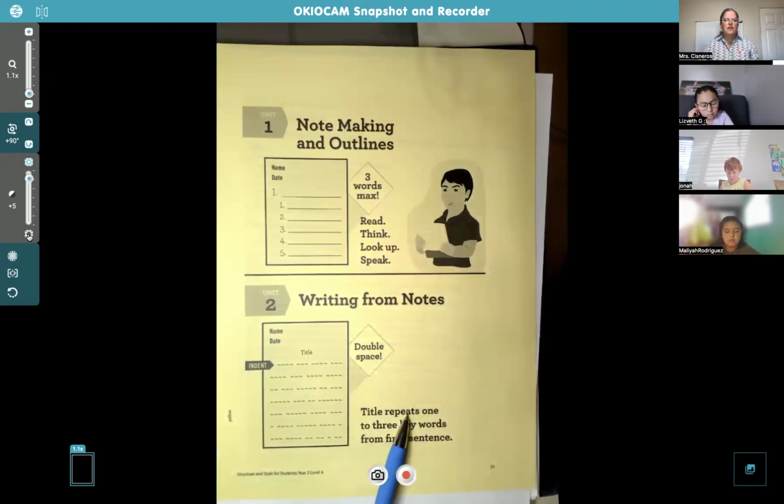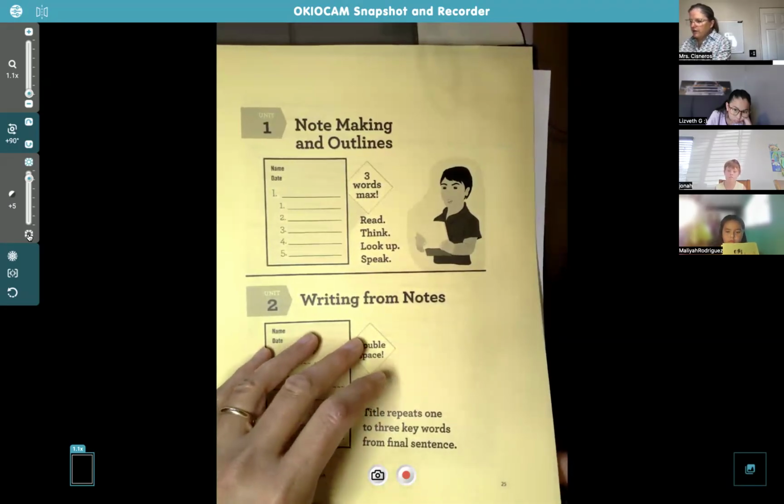And see the name and date is on the left side, and then there's a title. The title repeats 1 to 3 key words from final sentence. You guys remember that rule from last year? It's an easy one. And then that word indent. So when you start your paragraph, you got to indent. You got to leave a space. And on the keyboard, it's the tab button. When you click the tab, it'll give you that space for you automatically. And then you start typing from there.